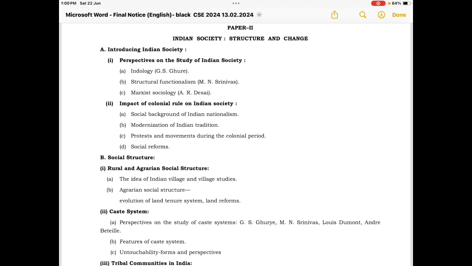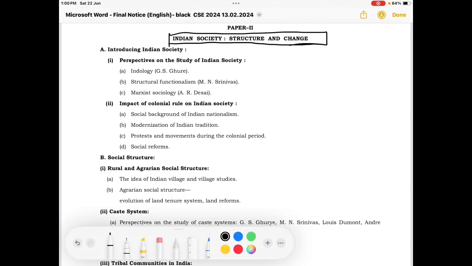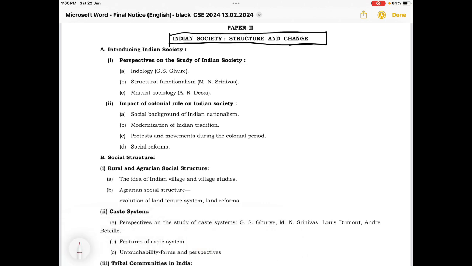In my first classes I have discussed paper 1 of sociology. Today I will discuss paper 2, which deals with Indian society, structure and change. Mainly this paper 2 deals with Indian society only.